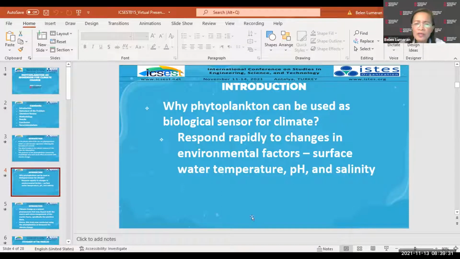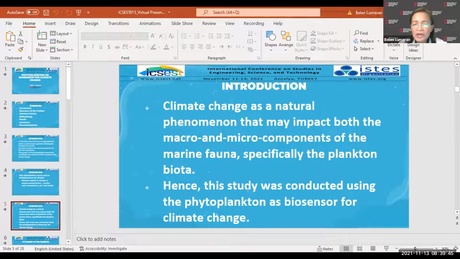So I measured the surface water temperature, pH, and salinity. Why only the surface water temperature? Because they are said to be found in the photic zone, as surface dwellers. Climate change as a natural phenomenon may impact both the macro and micro components of the marine fauna, specifically the plankton biota. Hence, this study was conducted using phytoplankton as biosensor for climate change.